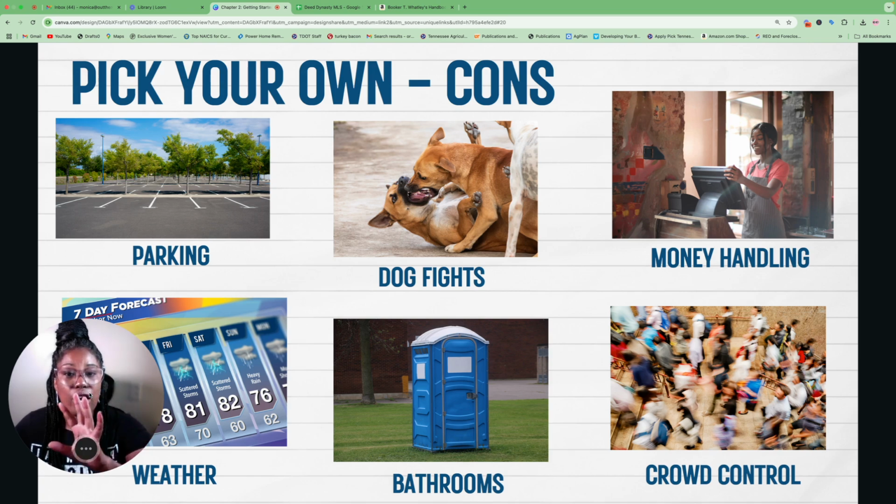So, don't bring dogs. Don't allow dogs to come to your farm. Let people keep their dogs in their car.